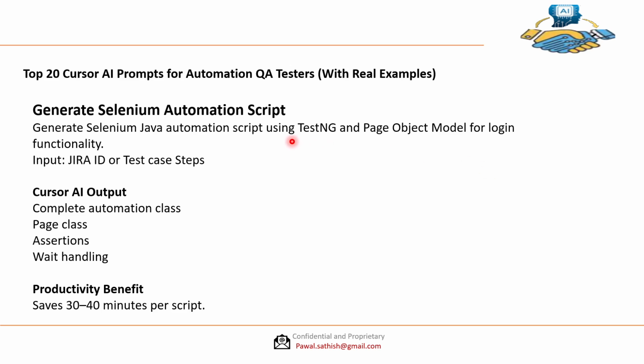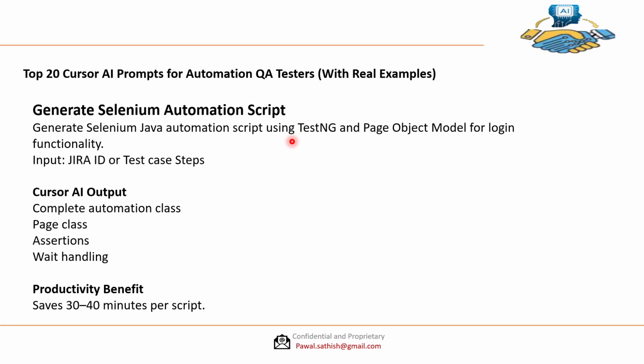If we get a manual test case, we'll simply give the prompt: generate Selenium Java automation script. If we are using the Selenium with Java framework, then we'll give the prompt: generate Selenium Java automation script using TestNG and page object model for the login functionality. And if we have the Jira ID, give the Jira ID, or we need to give the test case details like test case type and prerequisite. Then Cursor AI is going to generate the automation script, considering all the assertions, wait handling, and the page class.